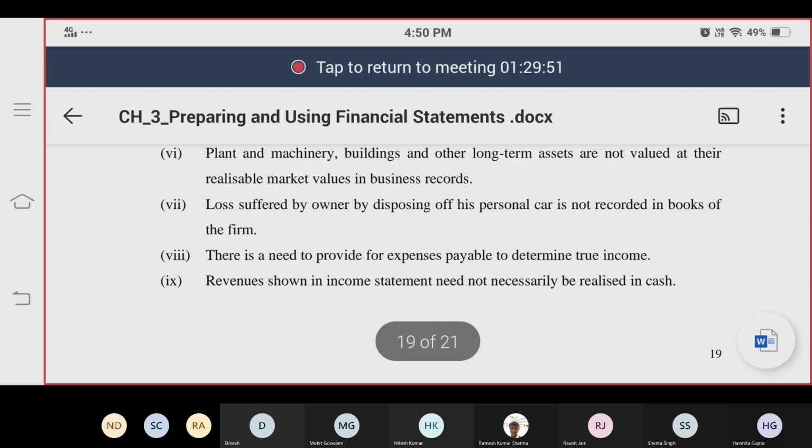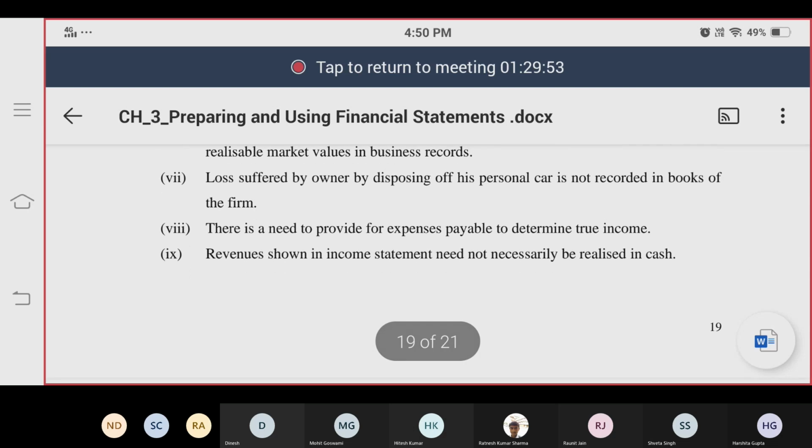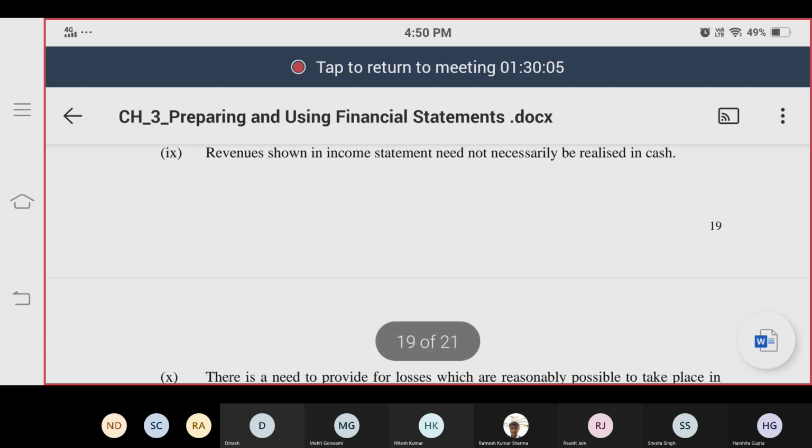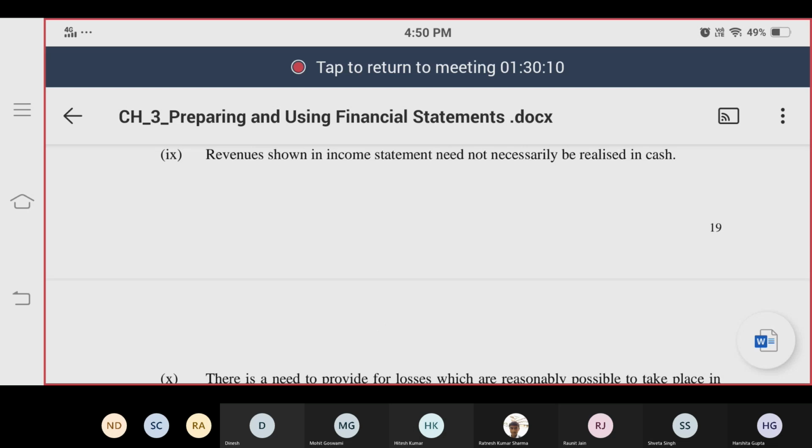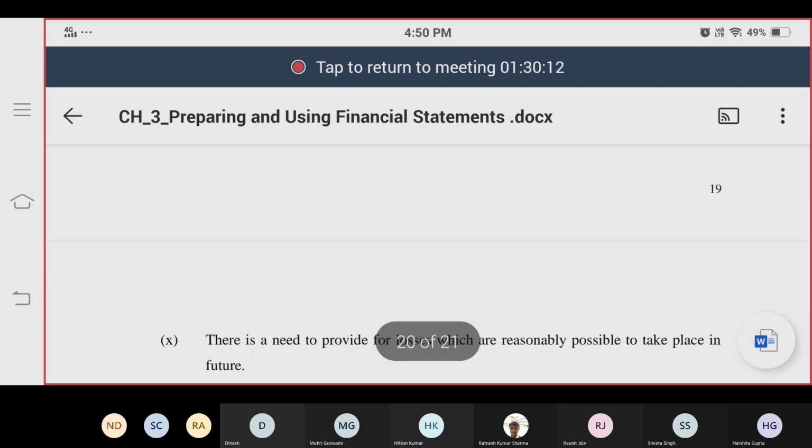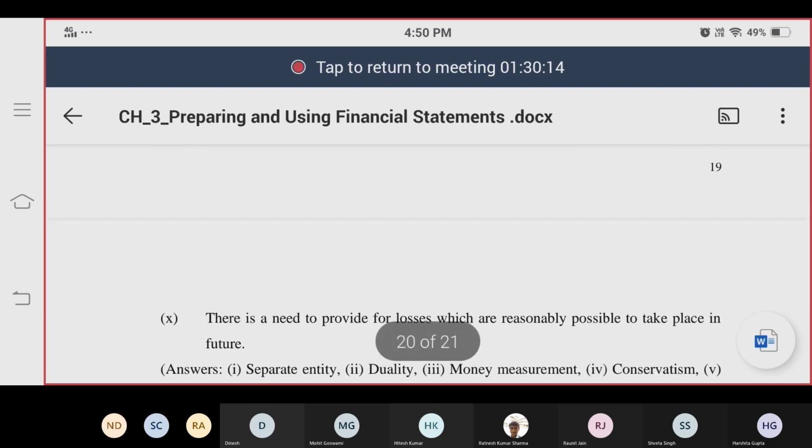Now, in this, in case there are any provisions to be made, then that will come under the conservative principle. Okay. Revenues shown in income statement need not necessarily be realized in cash. That is what we were discussing right now. Even if your customer has not paid you money, we will still show that sale as happened. Okay, so that is the accrual principle.